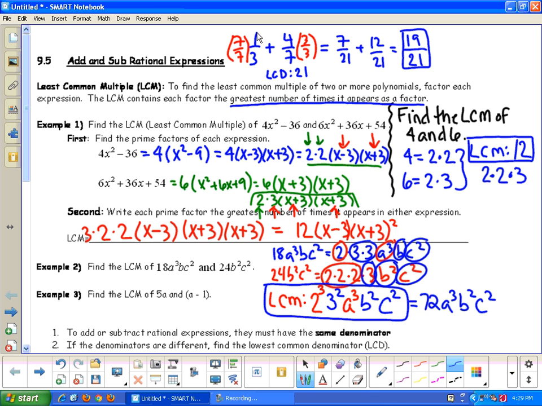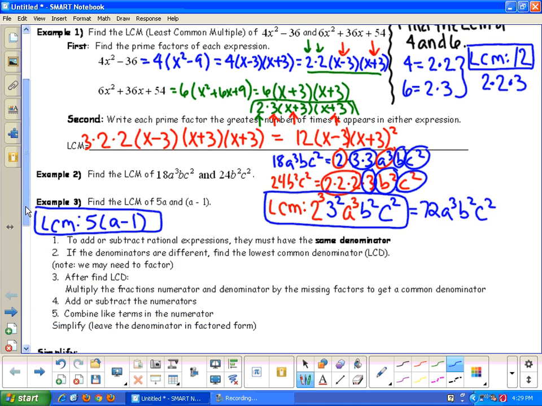Now, if we look at the next one, find the least common multiple of 5 and a minus 1. So the least common multiple, 5 doesn't factor because it's already prime, and a minus 1 doesn't either, so my least common multiple for this one is just going to be 5 times a minus 1, and that would be my solution.